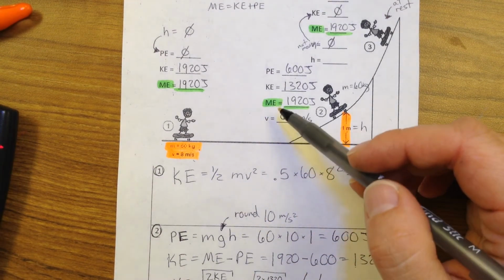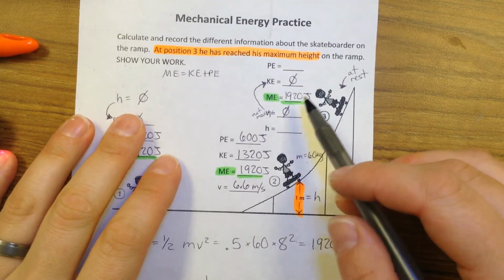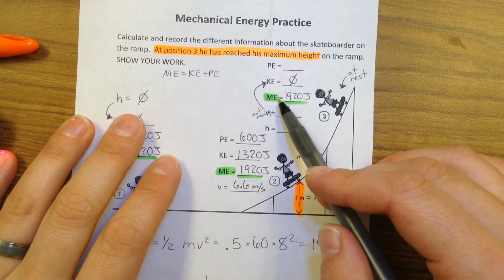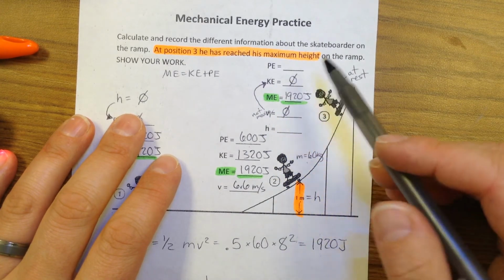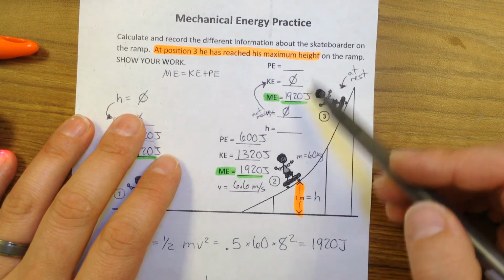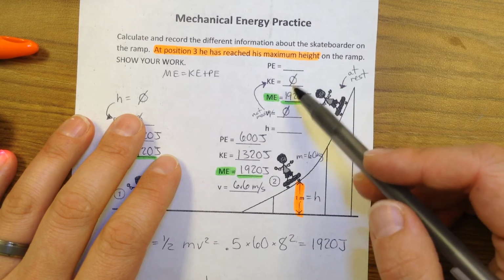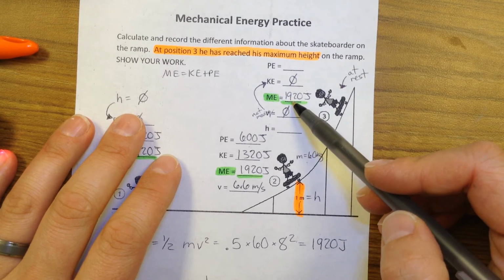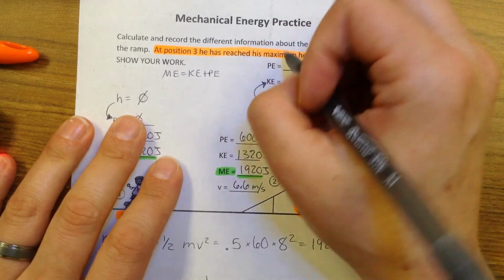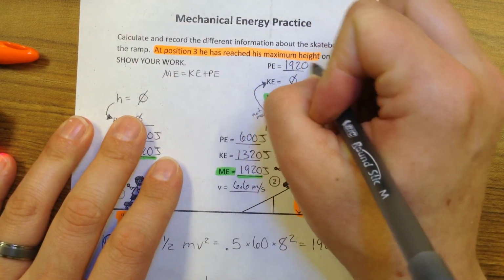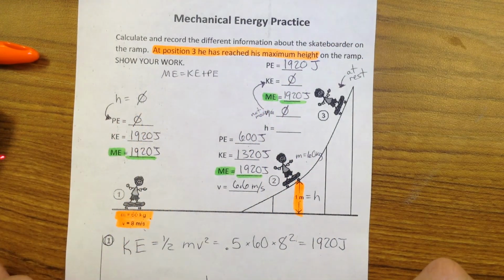So we have now finished position 2. Let's go on to position 3. Position 3. I know the velocity, the mechanical energy, and the kinetic energy. What else can I calculate? Well, I want potential and I want height. Given this information, mechanical and kinetic, I can solve for the potential. These two numbers added together give me 1920. So 1920 minus 0 gives me a potential energy of 1,920 joules at position 3.